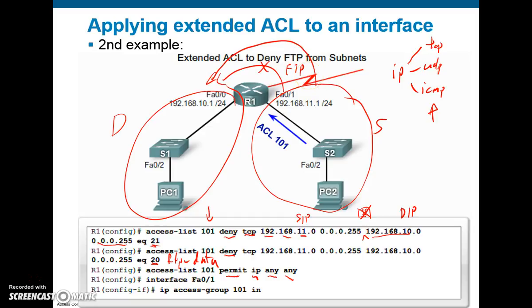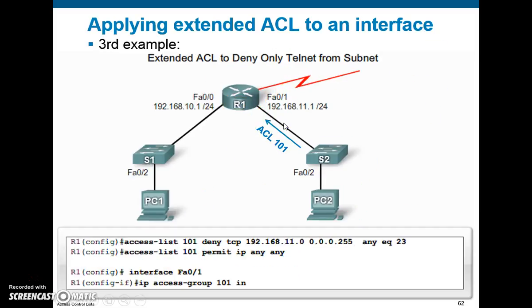Now where to apply this ACL? I'm going to apply it on R1, on the FA01 interface, going in. So this will effectively control access of this source network to this destination network in this direction. So this is the second example of extended ACL.